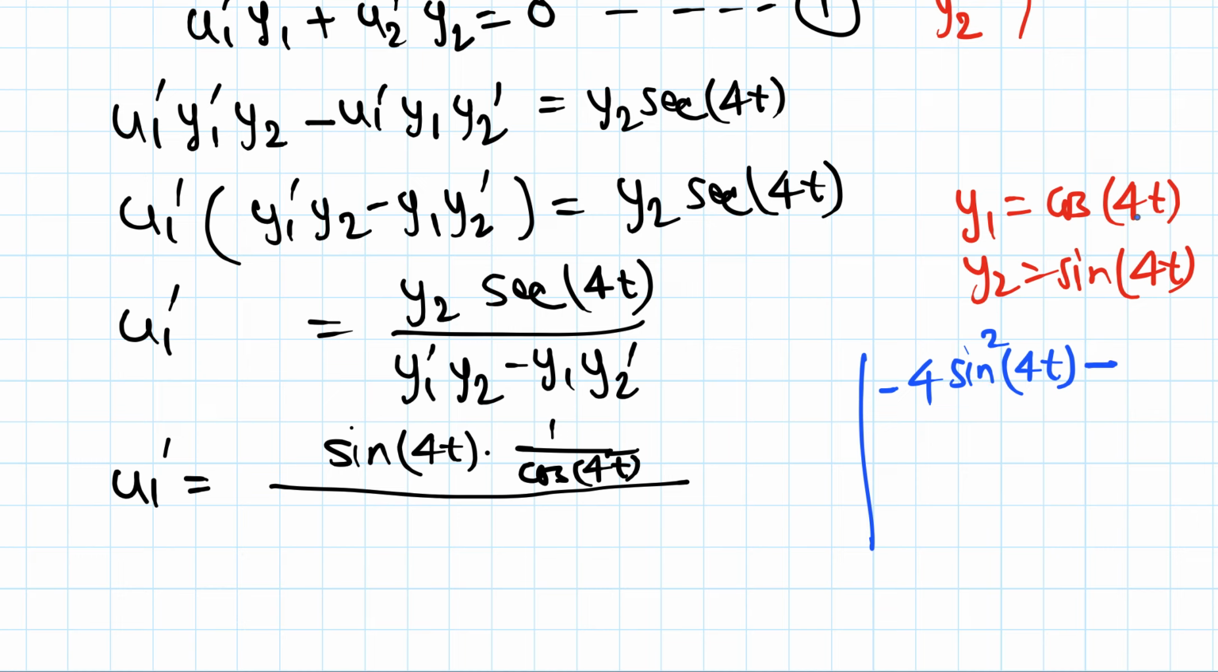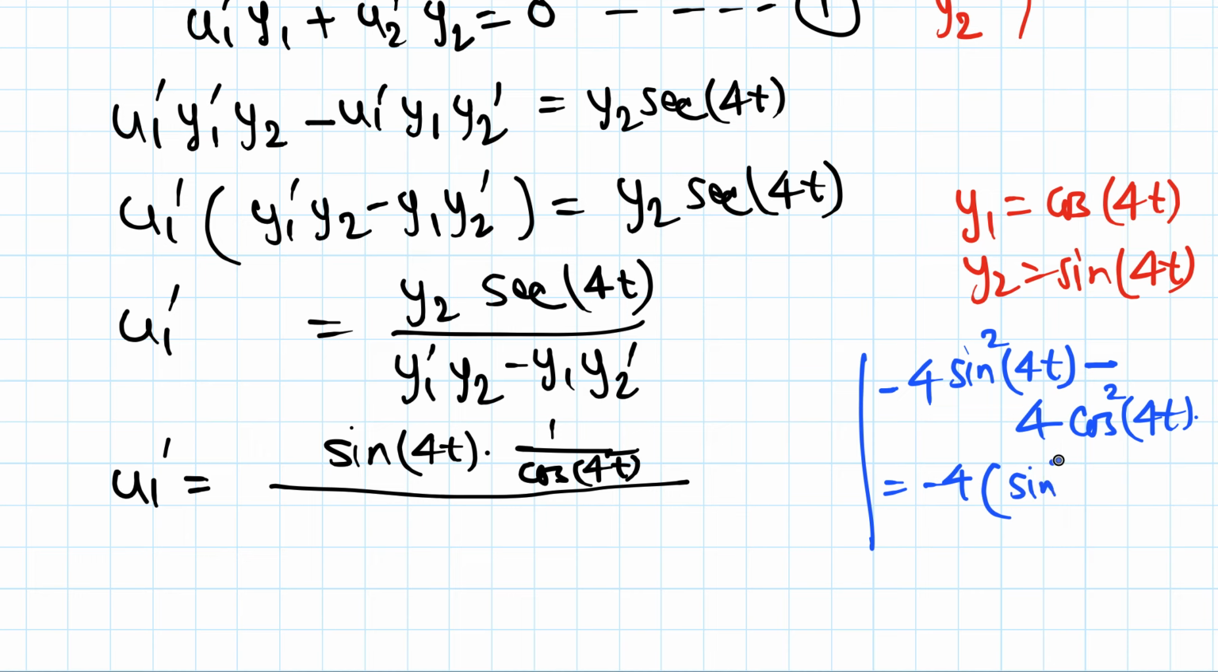y1 is cosine 40, and y2 prime, the derivative of sine 40, is cosine 40 times 4. So 4 cosine 40 times y1, which is cosine, gives cosine squared. So the bottom is negative 4 sine squared 40 minus 4 cosine squared 40. We can factor negative 4 out.